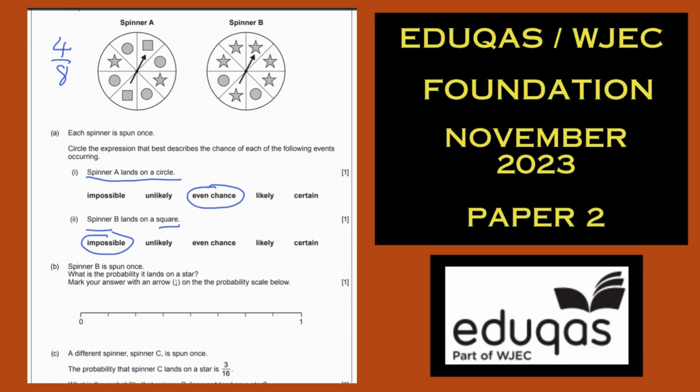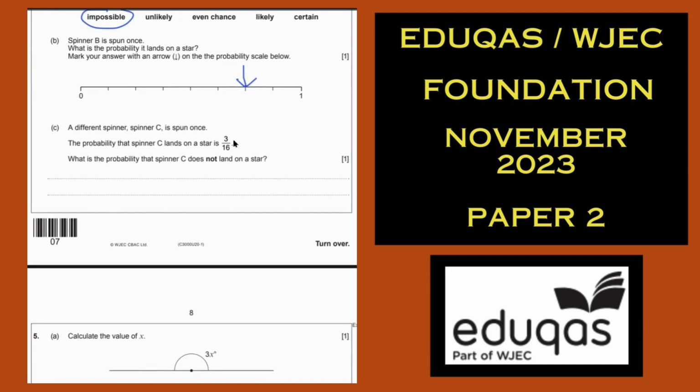Impossible. Part B. Spinner B is spun once. Probability it lands on a star. Back up here, there are 6 stars out of 8 sectors. It's 6 out of 8, and hopefully they've chopped it up into 8s. So that one would be 6/8, and that's the one you want for your mark.